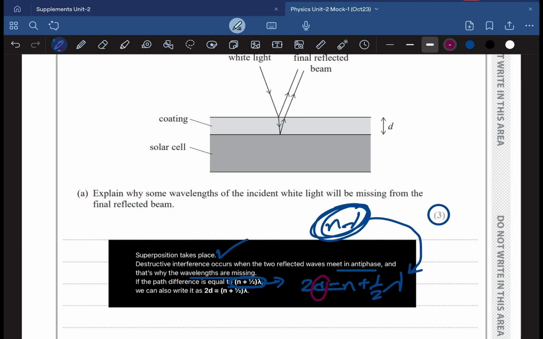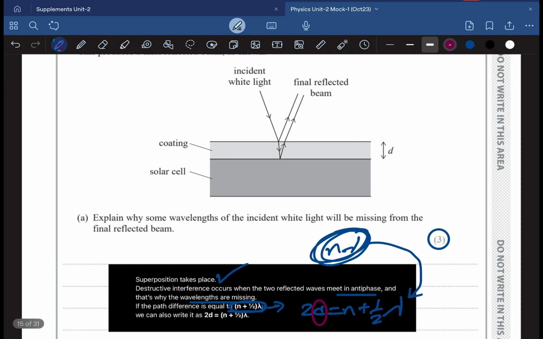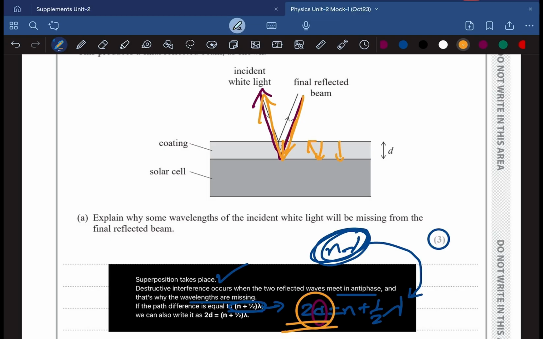And the reason behind it being 2d is because the light is first coming and then it is getting reflected. Some students really face difficulty understanding why there is 2d in the path difference formula. There is 2d because the light is first coming and then it is reflecting, so it is covering the distance twice. Okay, it is covering this distance twice. That's why there is 2d.